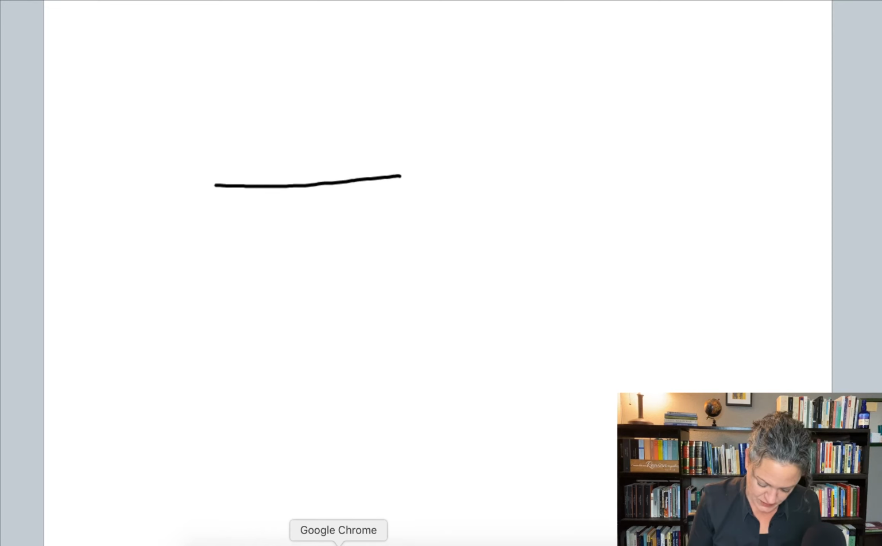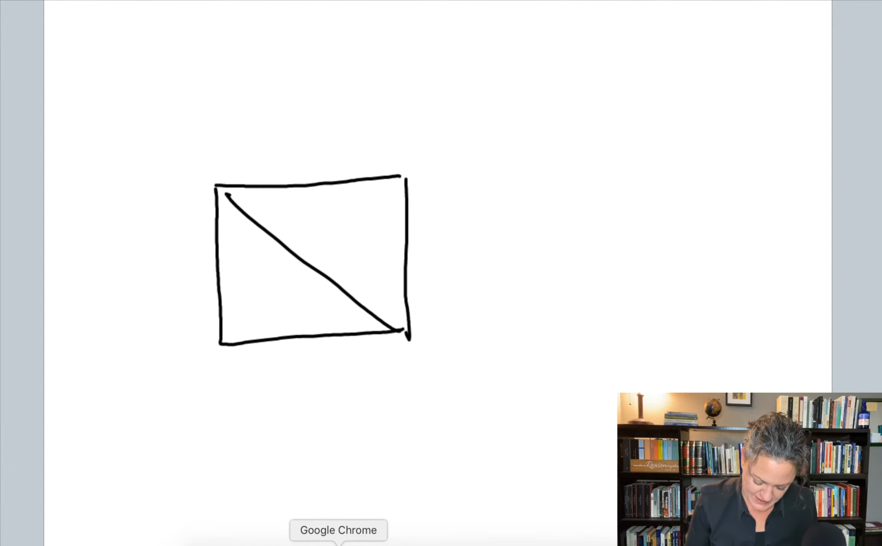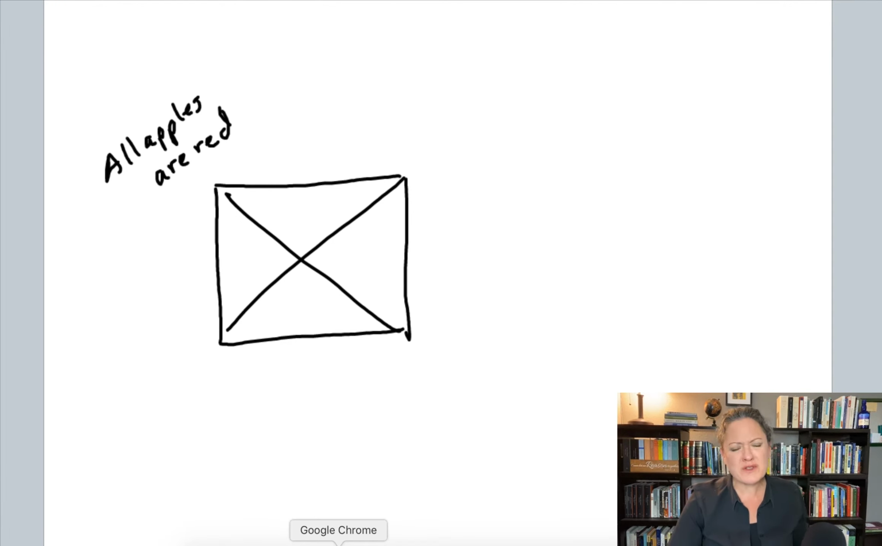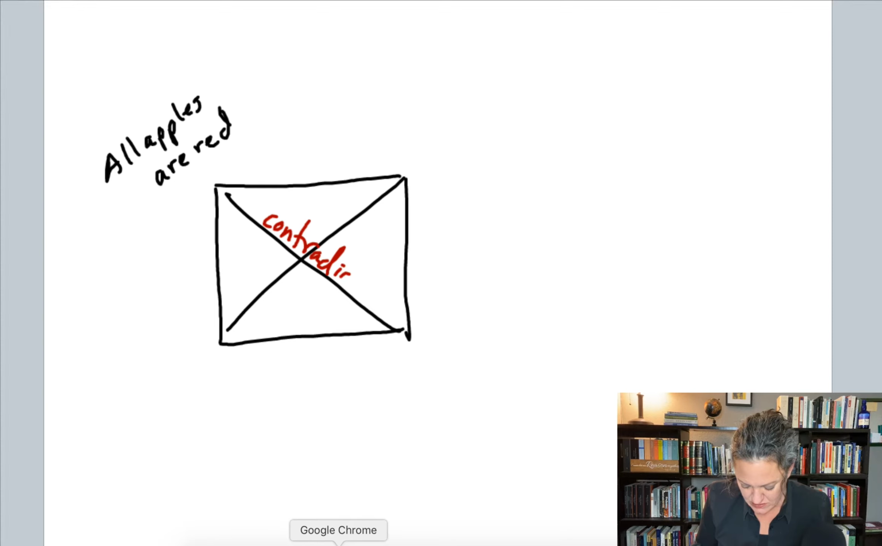So here's the new square of opposition. And I'm going to make some crazy claim. All apples are red. All right? I come to you and I say, all apples are red. How are you going to show me I'm wrong? What's the contradiction? What would be the contradiction? It's not no apples are red.